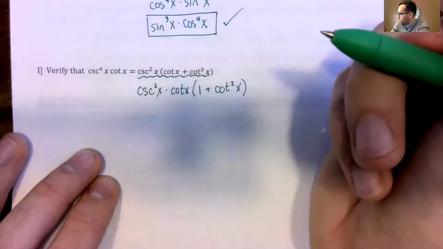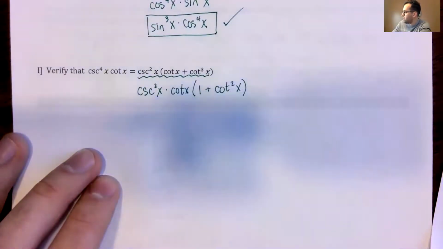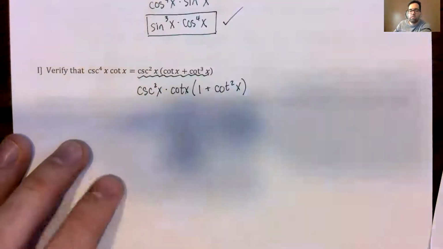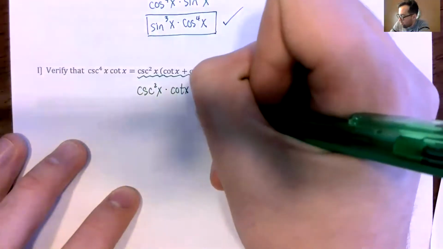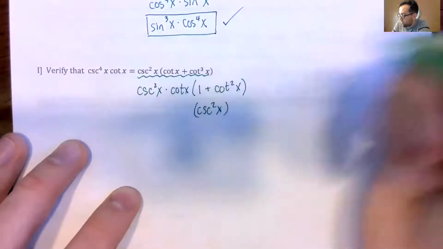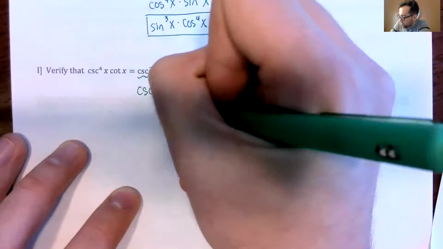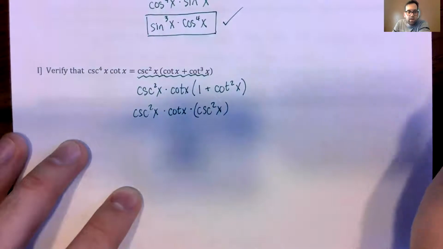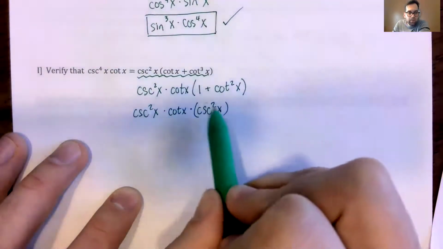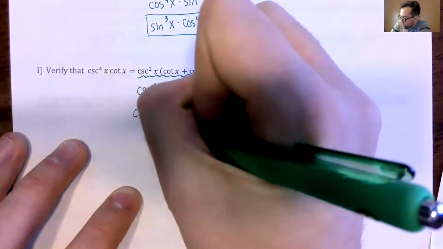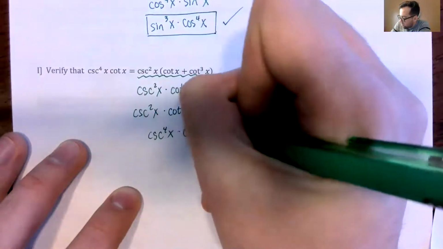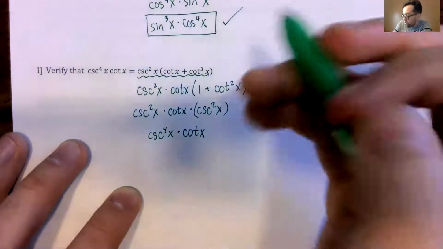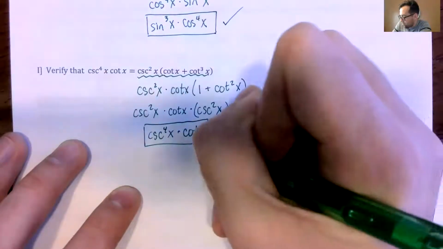And 1 plus cotangent squared, if I take a look at my identity sheet, is equal to cosecant squared of u. So that can change to cosecant squared of x. And everything else is going to stay the same. And now I can combine the cosecant squared and the cosecant squared to get cosecant to the 4th. And the cotangent's still here. And look at that, we already got it. We got the exact layout of the original question. So we got it.